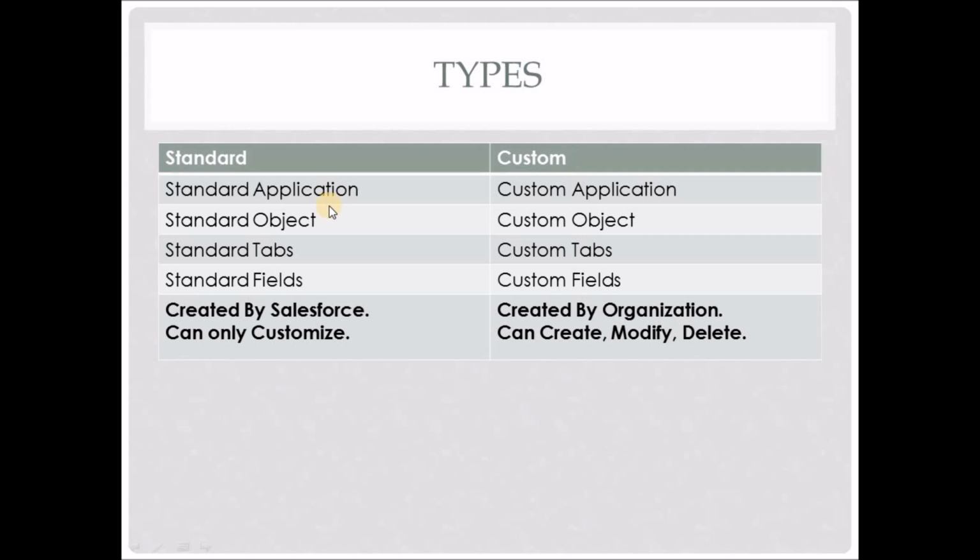Now that we know what are applications, objects, tabs, and fields, let's learn about the two different types of each of these elements. The first set is standard, which is created by Salesforce, and all you can do is customize them. That is, the standard application, standard objects, standard tabs, and standard fields are readily available to you by Salesforce.com. You can directly sign into your Salesforce account and have access to all of these. The next type are the custom ones. For example, the custom application, a custom object, custom tab, and custom fields are all created by the organization or you. You can create, modify, and delete them. This is required when an organization wants to make customized application based on some customized requirements of the clients.